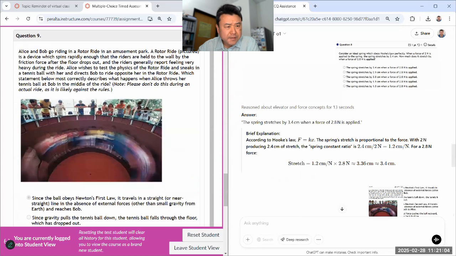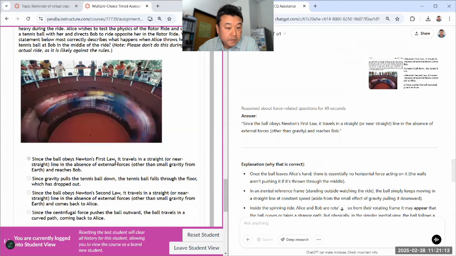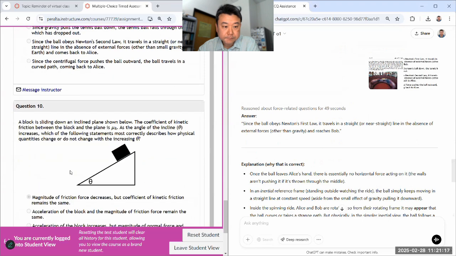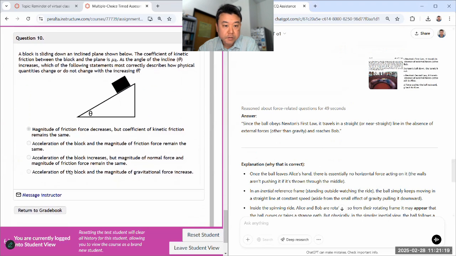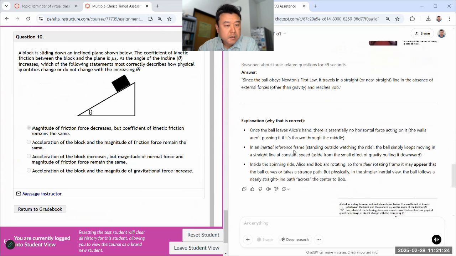Did I miss question 9? I thought the choice that I picked was correct. Since the ball obeys Newton's first law, absence of external force. Yeah, that should be correct. The first law travels in, question 10, inclined, sliding down, so it's kinetic.